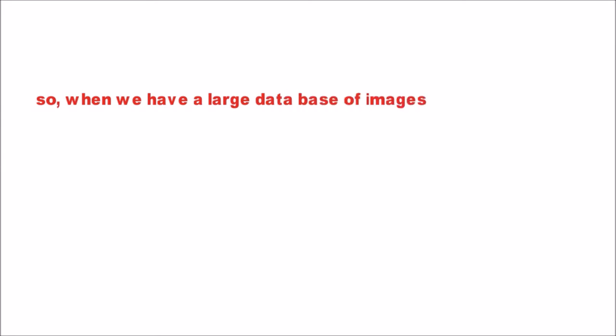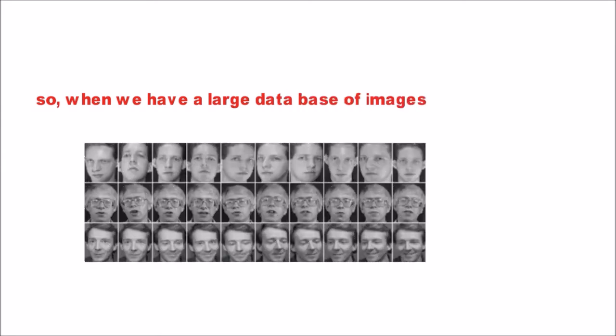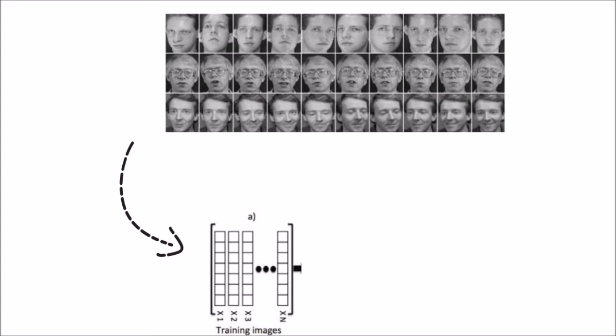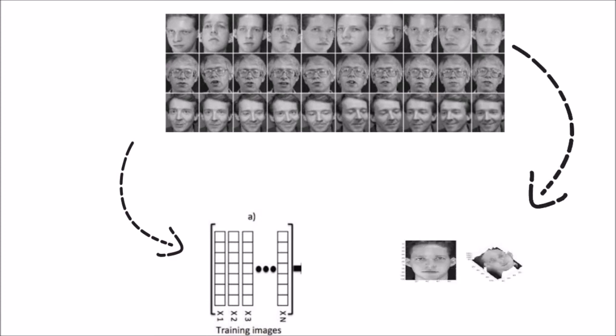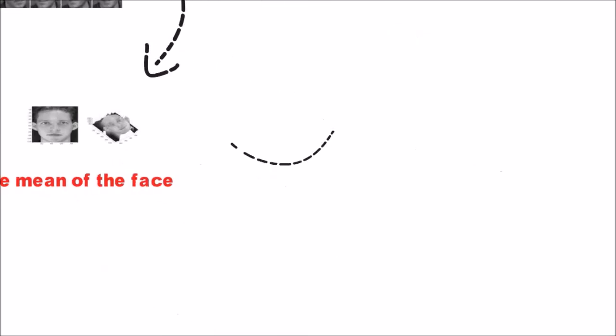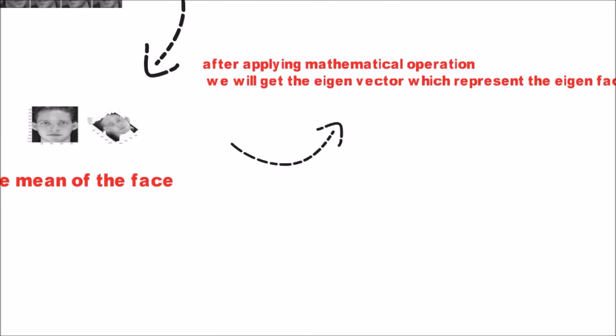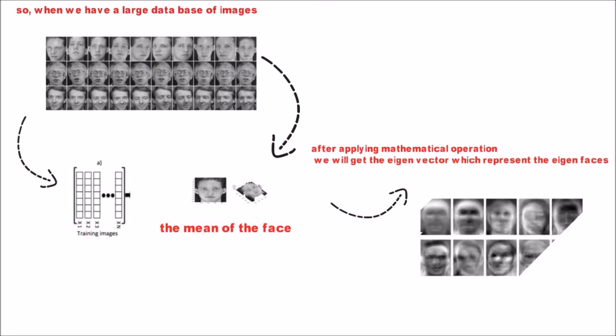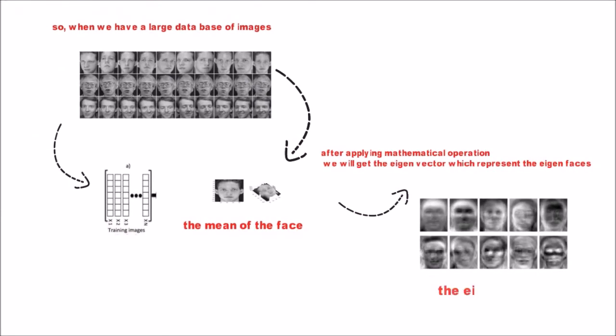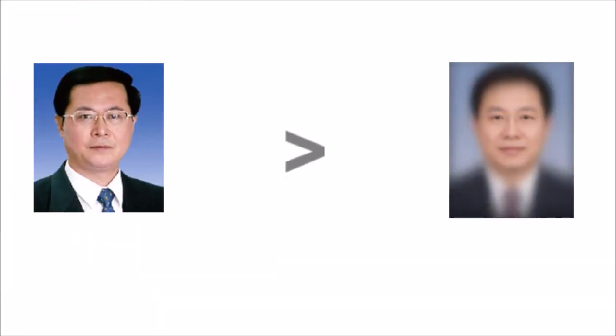So, if we have a training set consisting of a total of M images, it will be represented as vectors in a matrix. Then we have to apply dimension reduction to simplify the calculations. So we will calculate the mean of each face and get the covariance matrix by some mathematical operations. And finally, we get the eigenfaces. Now let me explain what eigenfaces are. Eigenfaces represent the features of our face such as eyes, mouth, and nose.